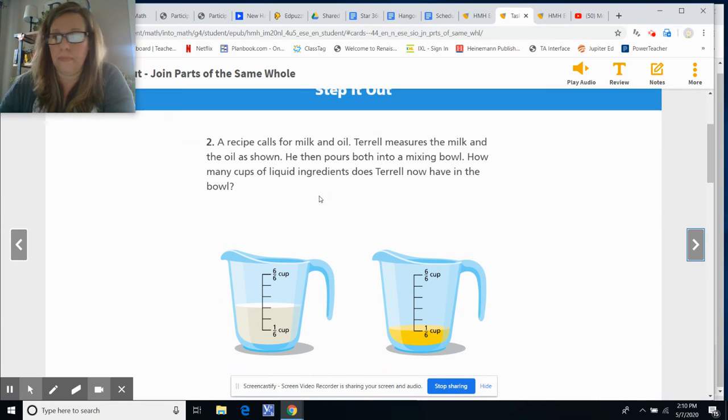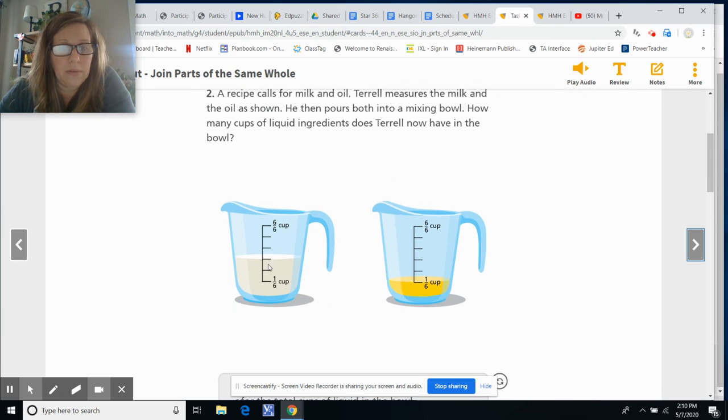So let's look at this one. This here is another recipe. A recipe calls for milk and oil. Tyrell measures the milk and oil as shown. He then pours both into a mixing bowl. How many cups of liquid ingredients does Tyrell now have in the bowl? Well, he has milk over here and oil in this one. And the milk is hard to see, but right here is where it's filled to. And so we know that this is broken into the parts of 6.